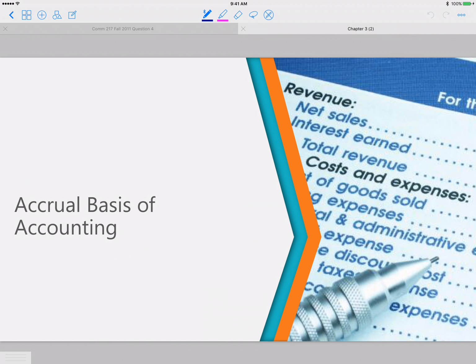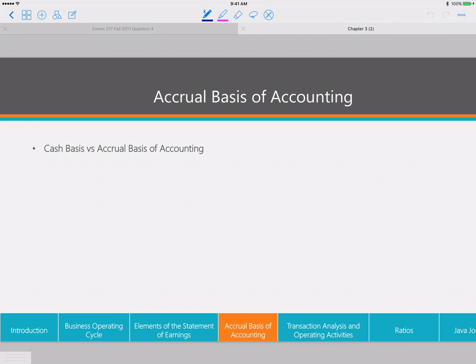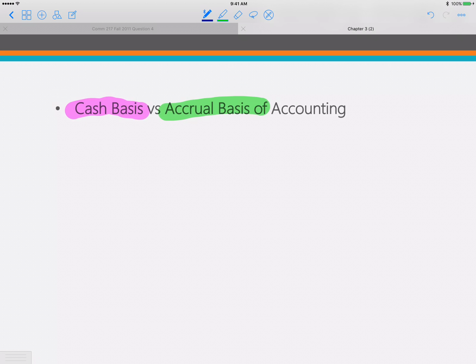So it's very important for us to cover what the accrual basis of accounting is. So we're going to talk about that now. The cash basis versus the accrual basis of accounting. So in financial accounting, we follow the accrual basis of accounting. And we're going to talk about what the difference between the two is.